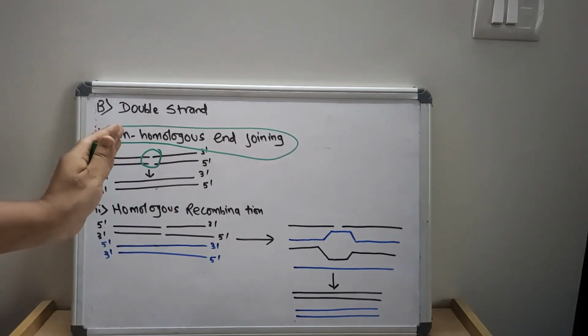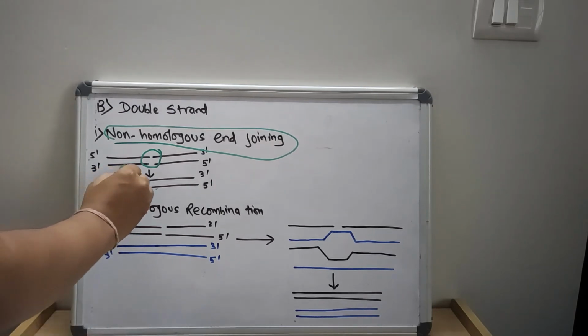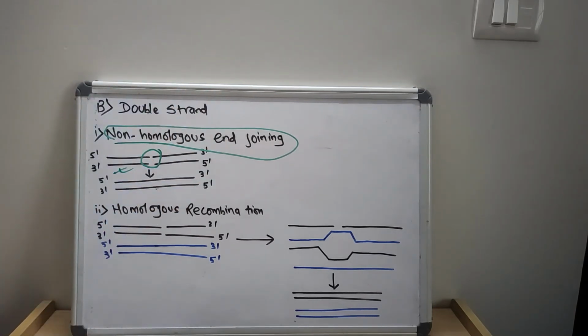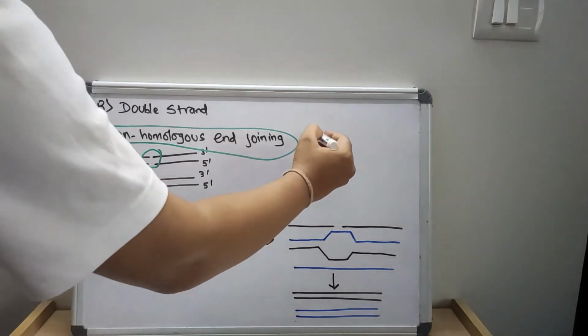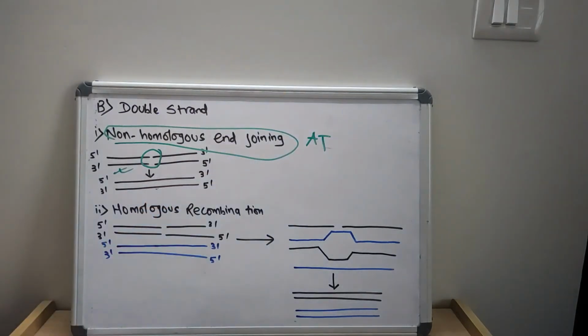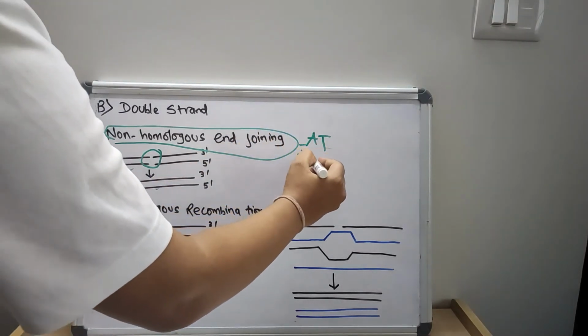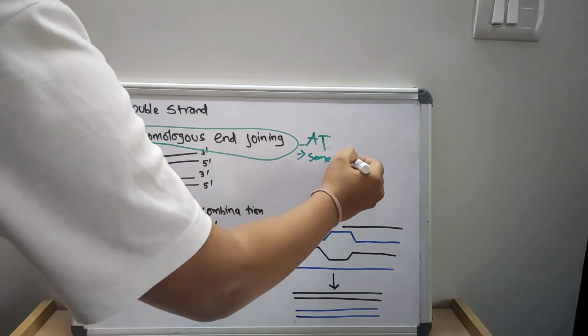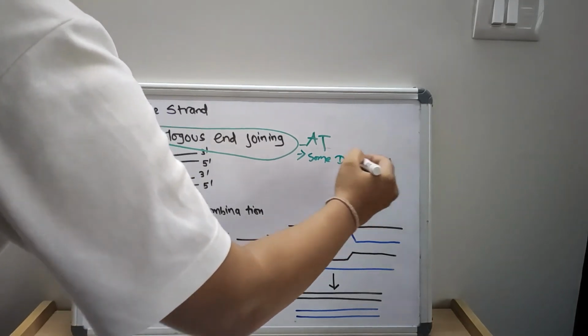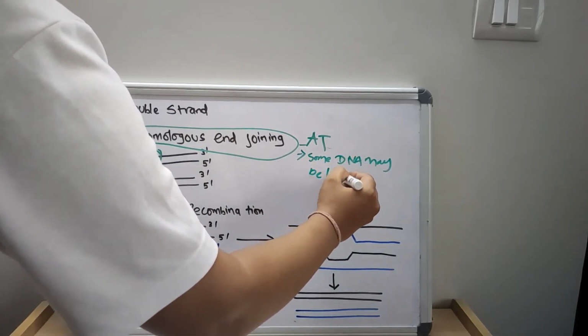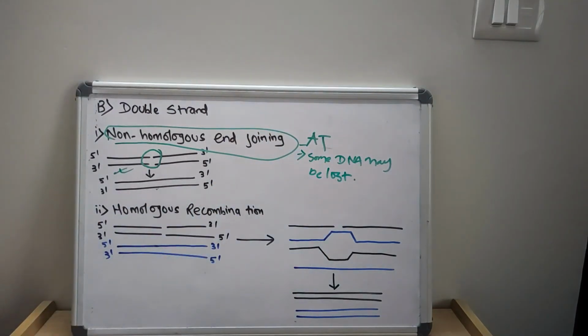So two ends of the DNA fragments are brought together to repair the double stranded breaks in non-homologous end joining. Non-homologous end joining is defective in ataxia telangiectasia, and there is no requirement for homology. Some DNA may be lost in this process. So now let's discuss homologous recombination.